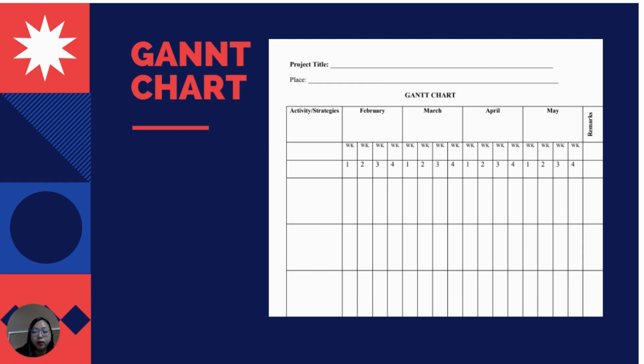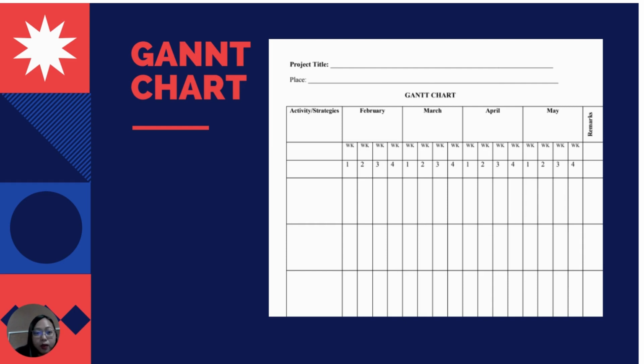So make sure that you have evidences that would show that you have completed your project, such as pictures. So make sure to take photos every time you implement your project, because this will also be part of your accomplishment report. No accomplishment report means no completion of the NSTP program.